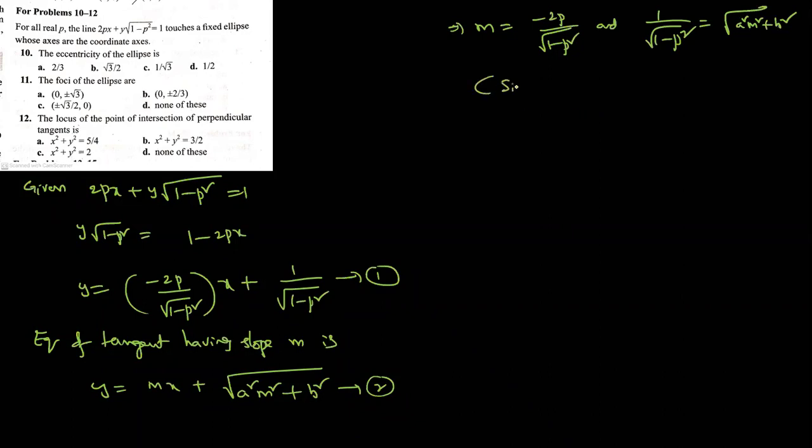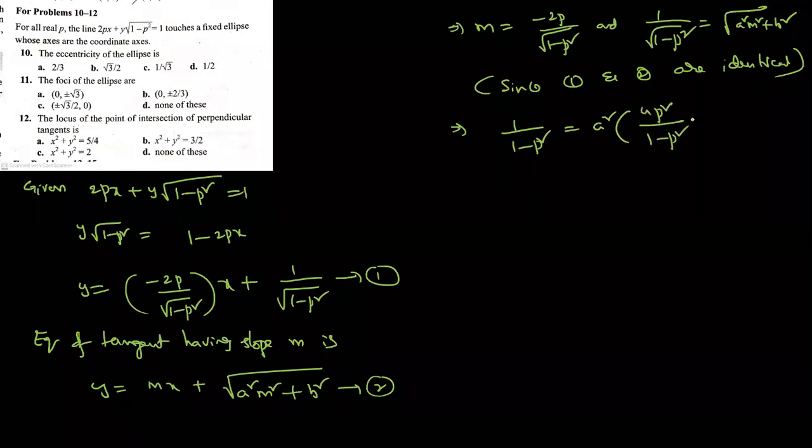Why? Because since 1 and 2 are identical. Now squaring on both sides, what is the result? 1 minus p square is equal to a square 4p square by 1 minus p square plus b square. See carefully. What I am doing, replace m by minus 2p by root over 1 minus p square. Fine. Now multiply with 1 minus p square on both sides. What is the result? 4a square p square plus.